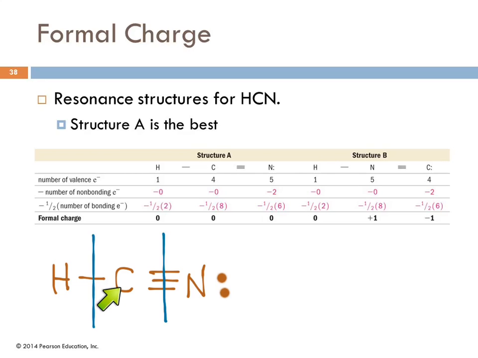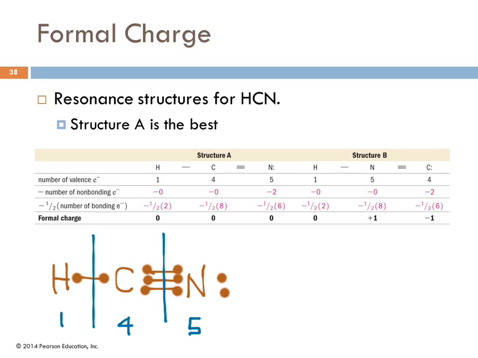And then we look at carbon. Carbon's got half of this bond and half of each of these bonds. So 1, 2, 3, 4. Each bond is 2 electrons, so carbon owns 1, 2, 3, 4. And nitrogen owns 1, 2, 3, 4, 5. So let's write it down here: this one's got 1 and 4 and 5.